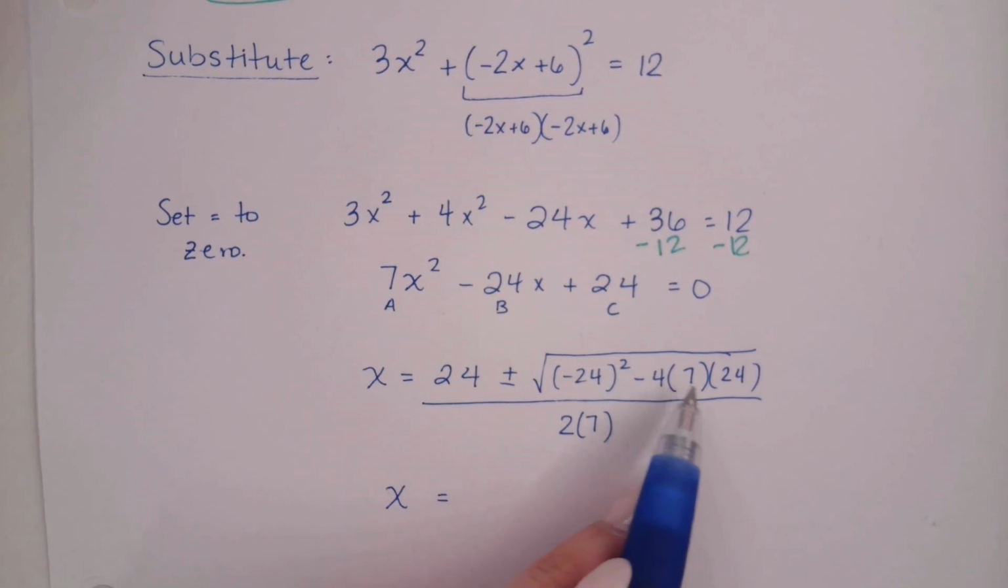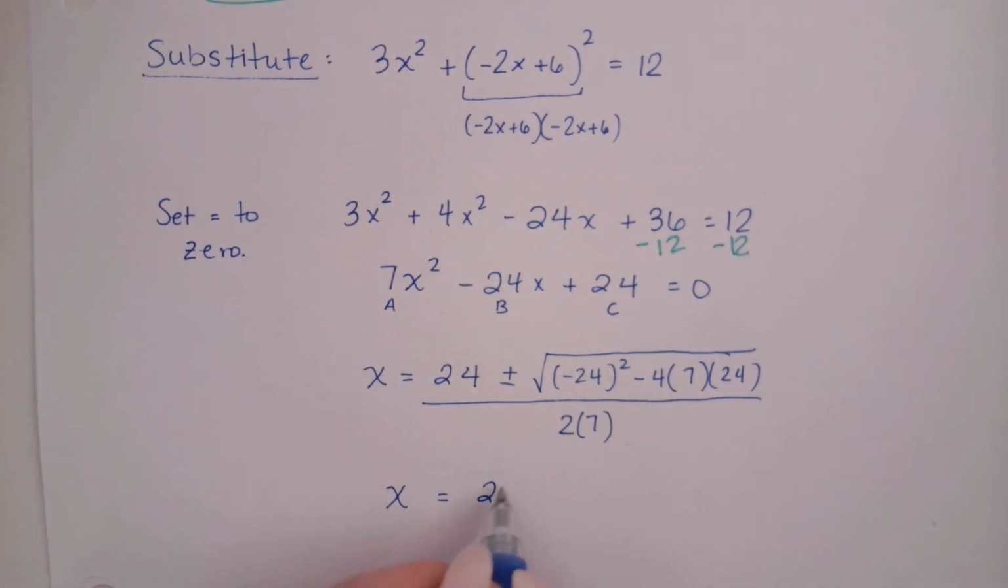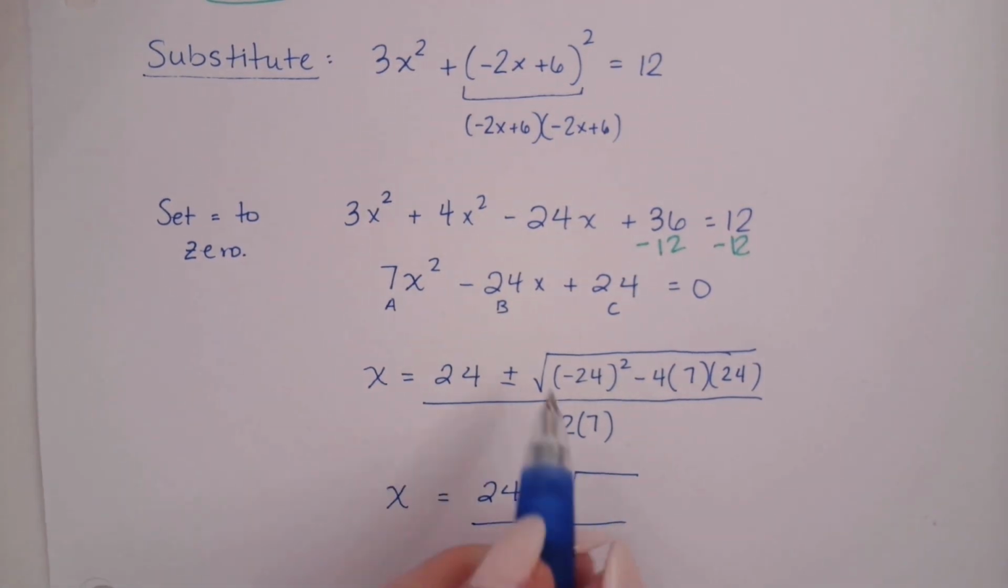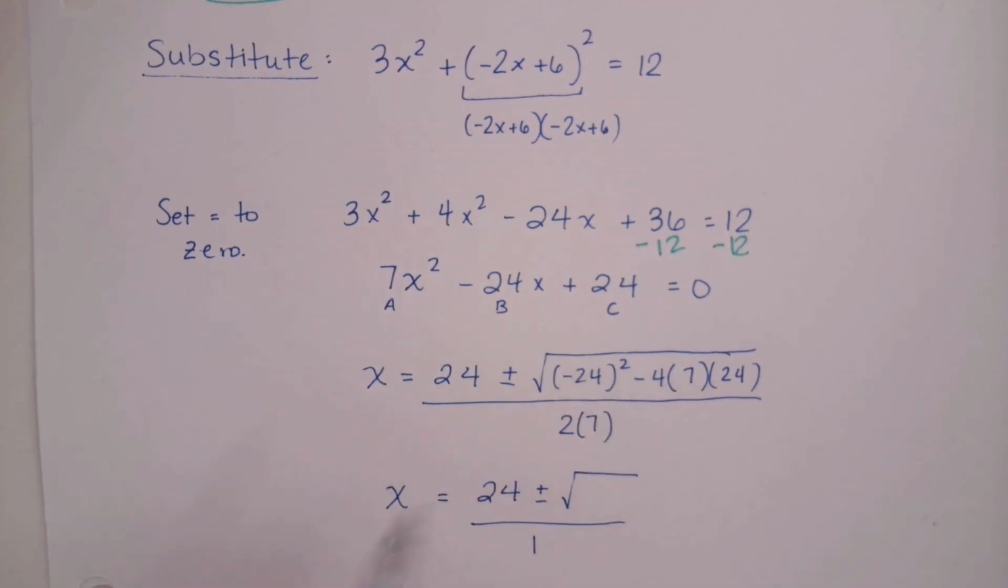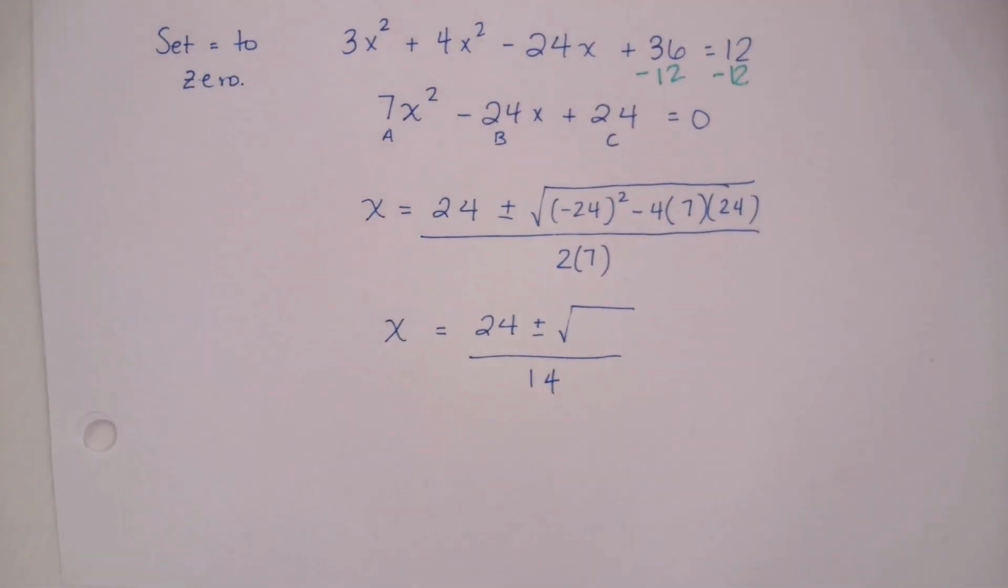Okay, and then minus 4 times 7 times 24. So 576 minus 672, all together inside of our square root.